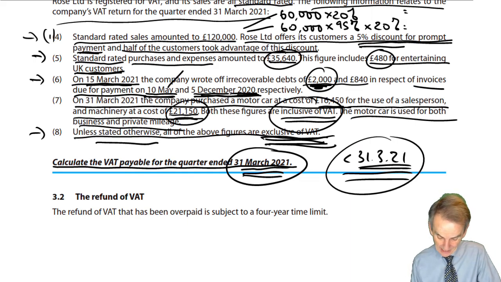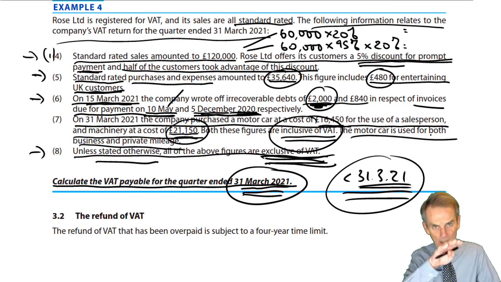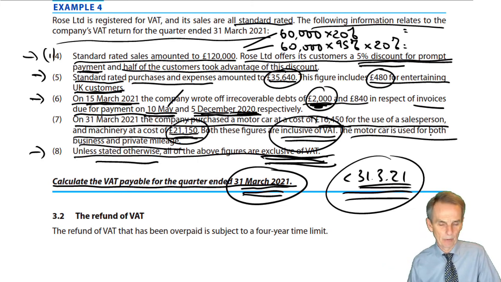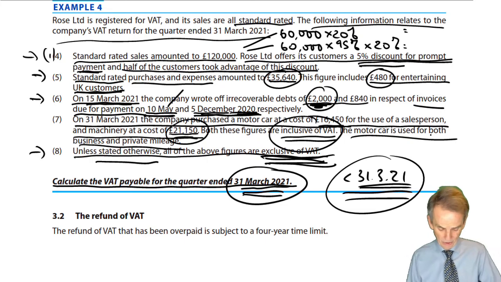Right, that should allow you, therefore, to now put an answer together for that in relation to output VAT on the sales and then the input VAT that can now be recovered in this particular VAT return period. So pause now, do those calculations, and then please check through with the answer in the back.